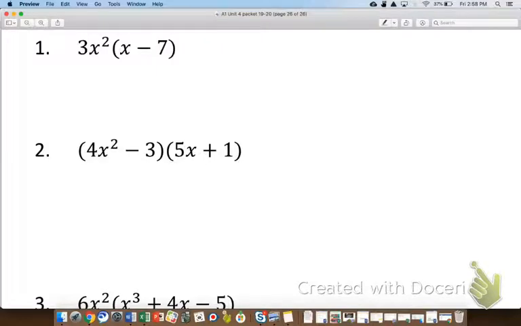Number 1 is 3x squared parentheses x minus 7. It's a monomial times a binomial.